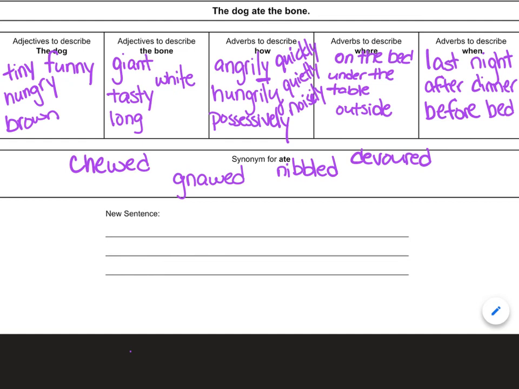Now that we have all of our descriptors and our synonyms, we need to put this into a sentence. And I don't need to use all of these words because that would be a kind of a ridiculous sentence. But I'm going to start with the dog. And I'm going to say the tiny, angry dog. And then next I need to figure out which synonym for ate am I going to use. Gnawed, nibbled, devoured, chewed. I think I'm going to go with chewed.